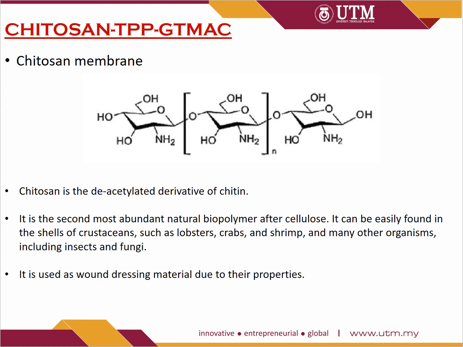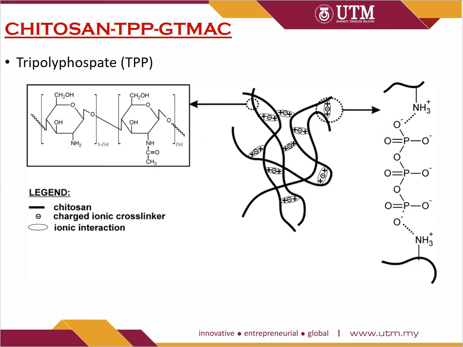It consists of beta-1,4-linked D-glucosamine and N-acetyl D-glucosamine. Due to easy applicability, water solubility, oxygen permeability, blood coagulating property, and cytokine induction, which activate fibroblast migration and proliferation, it is used as wound dressing material. So next, we will proceed to tripolyphosphate (TPP).